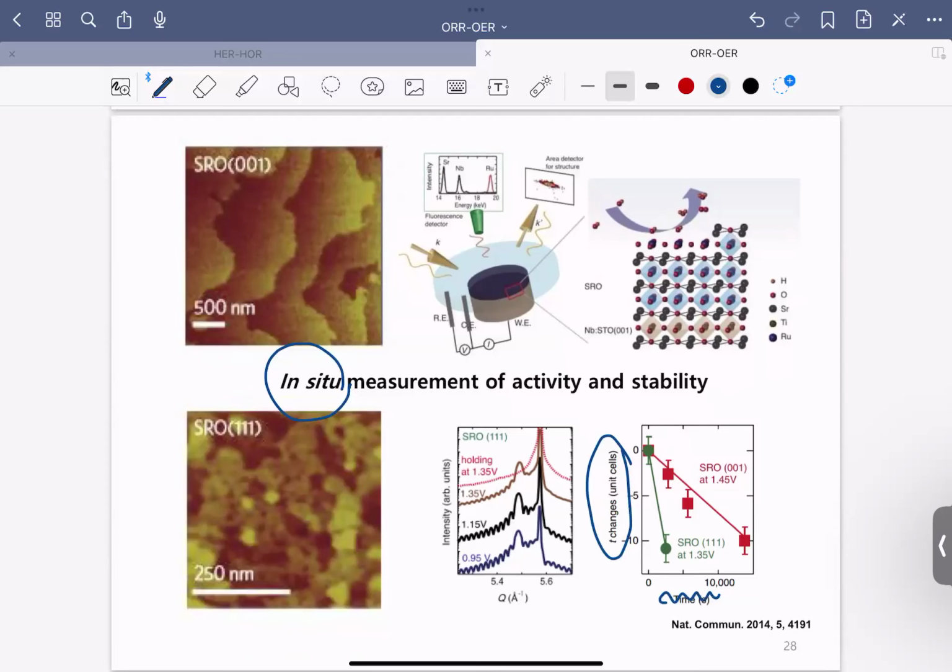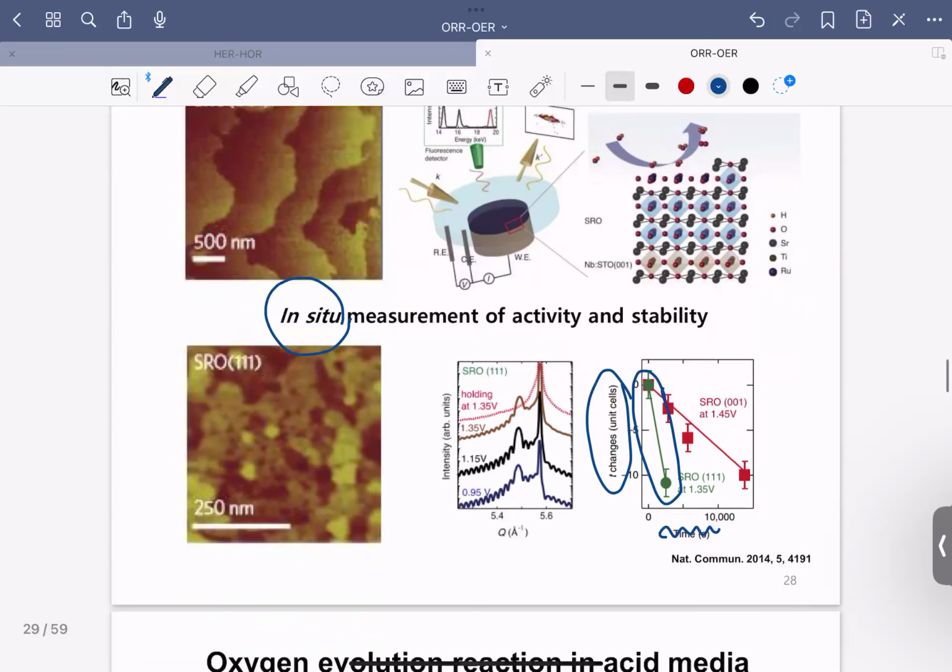So if it can be easily changed, then we can definitely say that it is unstable. Not surprisingly, in the case of strontium ruthenate 111, it shows significantly fast reconstruction compared to the other surfaces, which indicates that there is still a trend between the activity and the stability.